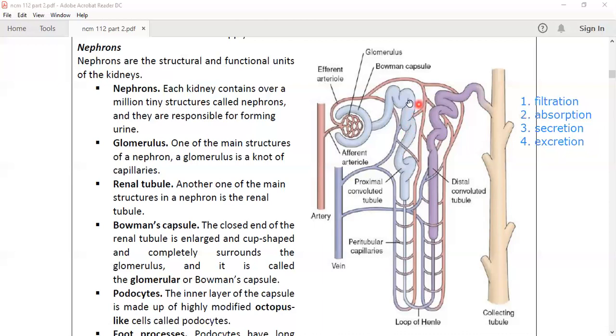Okay, let's try to repeat that. When we say absorption, it has been filtered, but it goes back into your capillaries. When we say secreted, it was not filtered, but it gets secreted back into your tubular system. So that is the main difference between your absorption and your secretion.